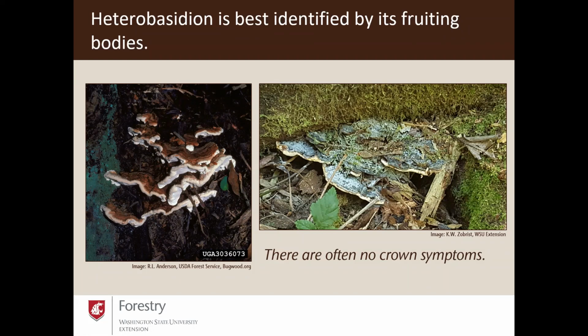Another thing is that Heterobasidion often occurs together with laminated root rot and or Armillaria. And those other root diseases may actually mask the presence of the Heterobasidion. So really those fruiting bodies are how you would tell mostly if you have an infected tree.